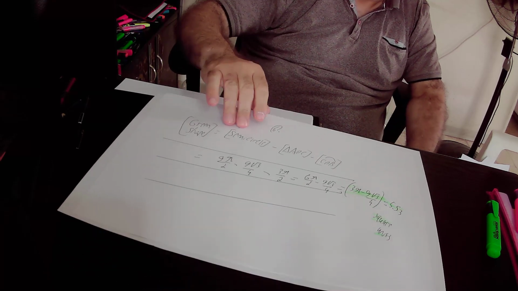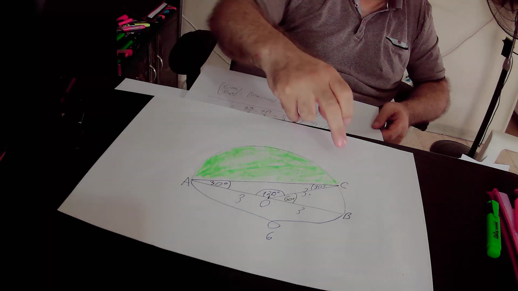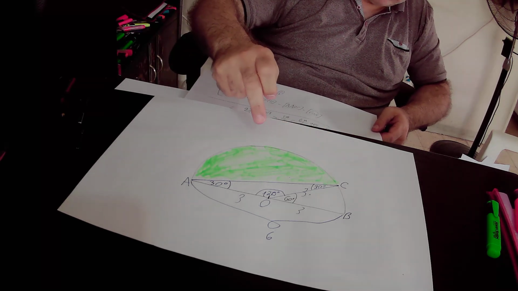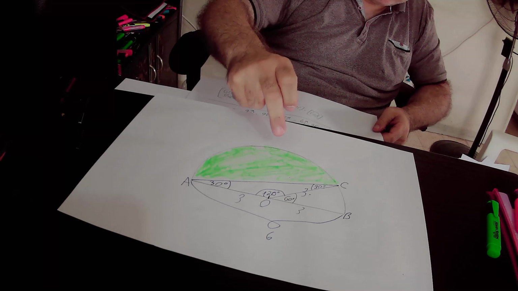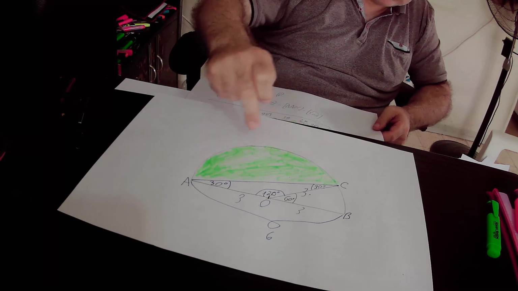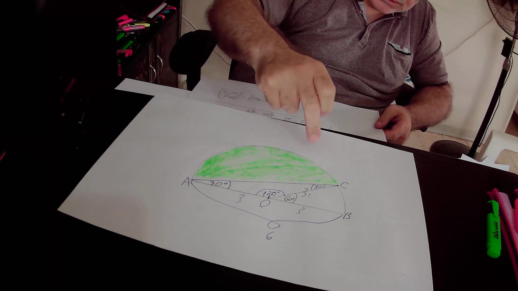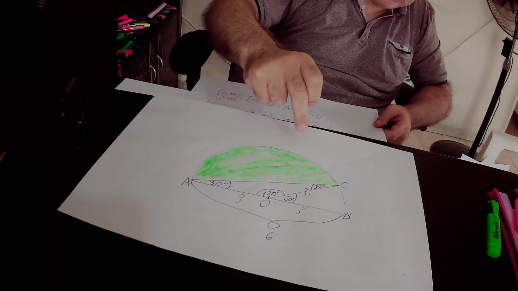I repeat again, the area of this green shape according to the second method equals 3 pi minus 9 times square root of 3 over 4 square units, or in terms of numbers, 5.53 square units.